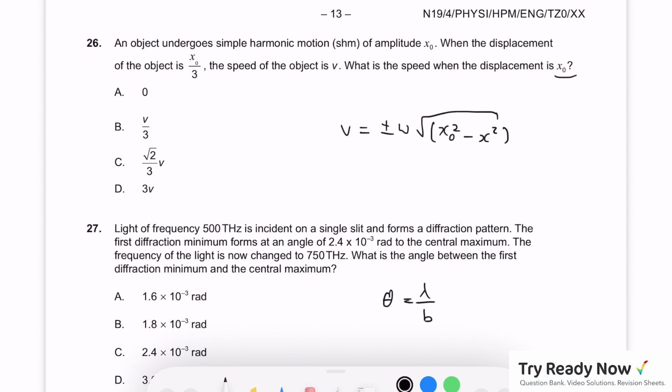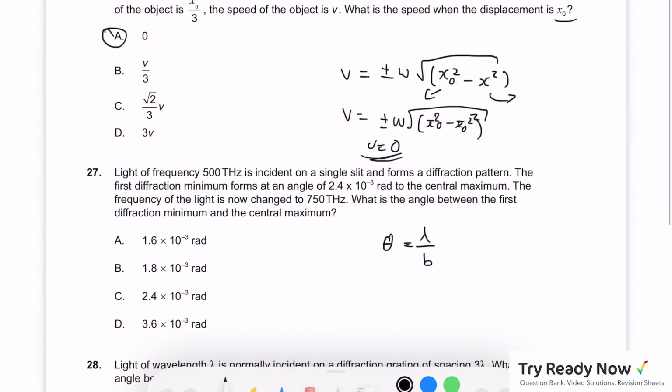If we put this in, this is the current displacement, and this will be the amplitude. As you can see, we actually get v equals 0, because these two are the same, hence they equal 0. So our answer for question 26 is A. Now moving on to question 27.